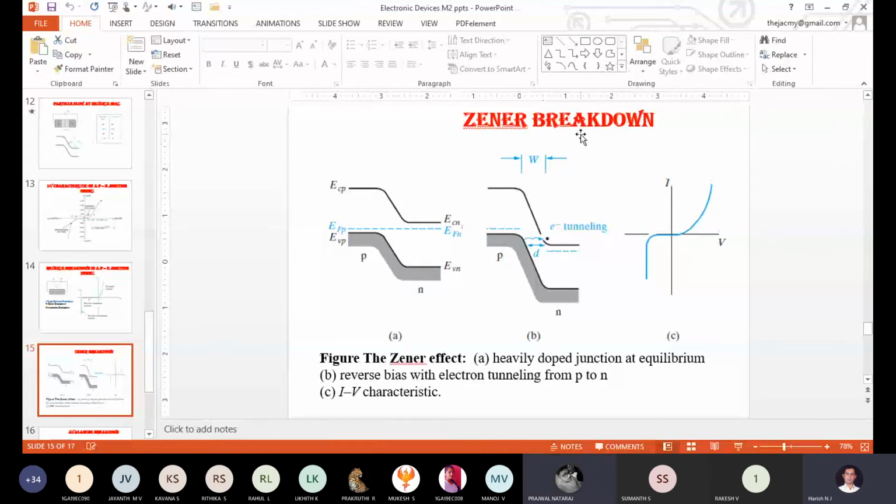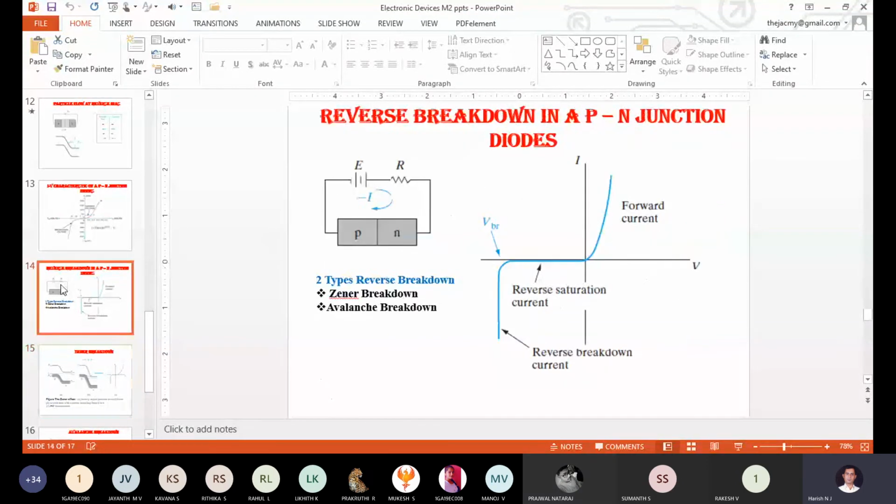So the Zener effect is, when you take a PN junction diode, you have to bias it into the reverse mode, because I am discussing the reverse bias condition. So what is the reverse bias condition? The P type semiconducting material is connected to the negative terminal of the power supply. The N type semiconducting material is connected to the positive terminal of the power supply.